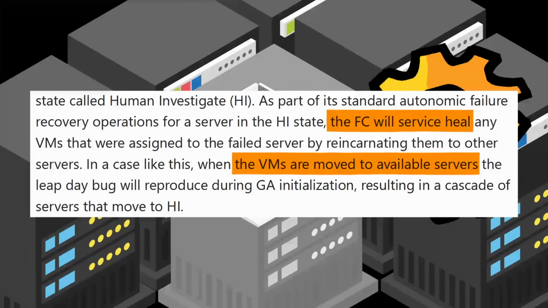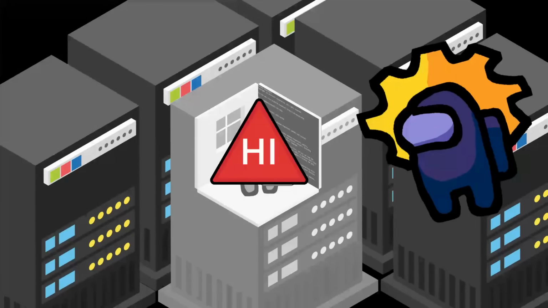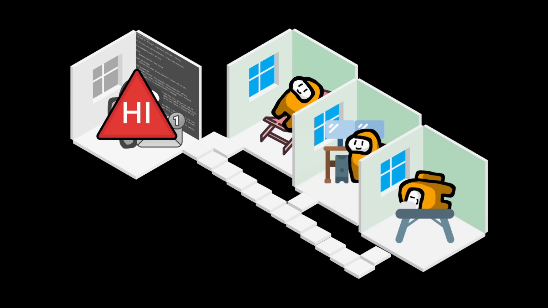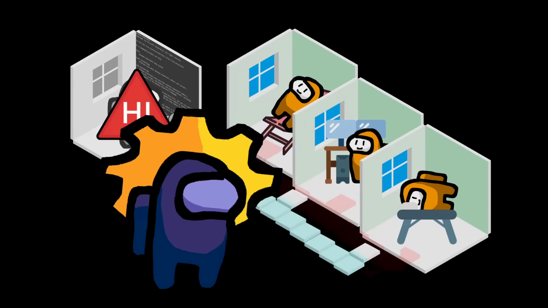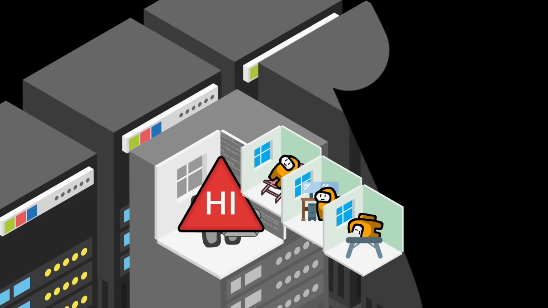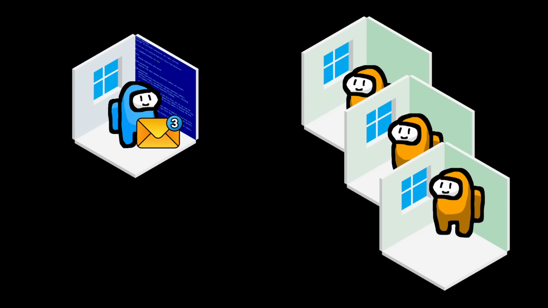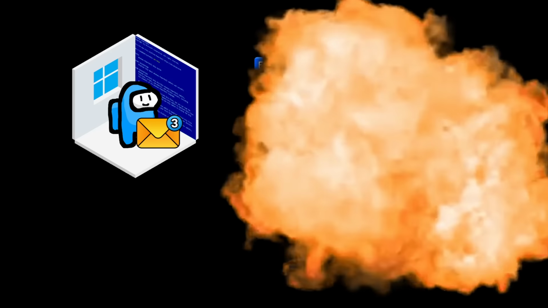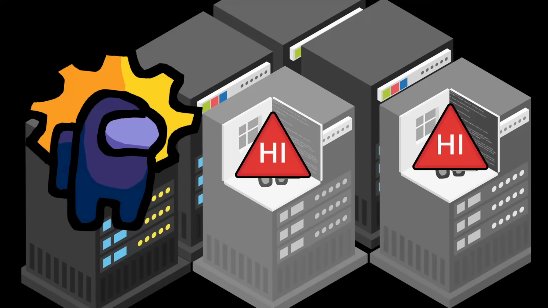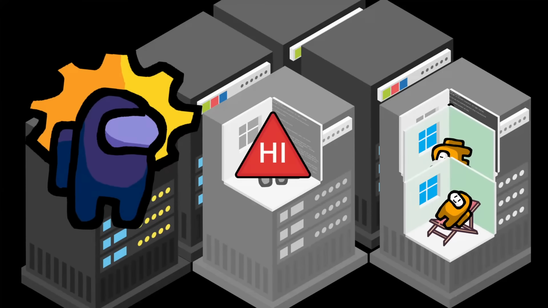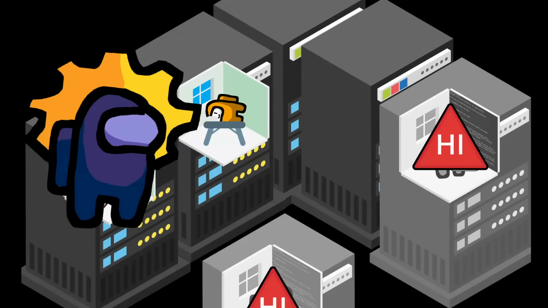This is the mechanism which would lead to the eventual downfall of the entire cluster. The VMs running on the server since prior to leap day are doing just fine, but under the FC's orders, they are forcibly shut down and moved to a new server. They all begin reinitializing, but as expected, they all fail to do so. The FC is oblivious to the fact that it is basically infecting all of the servers under its control with the same issue, and continues to move VMs from HI servers to healthy servers.